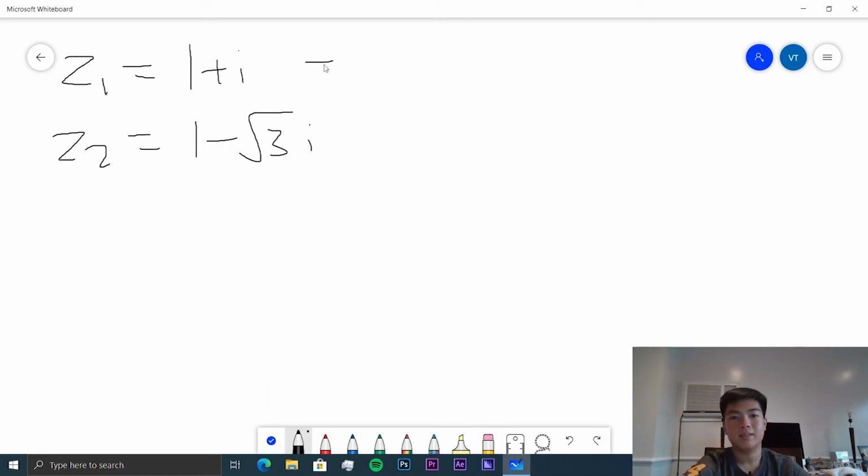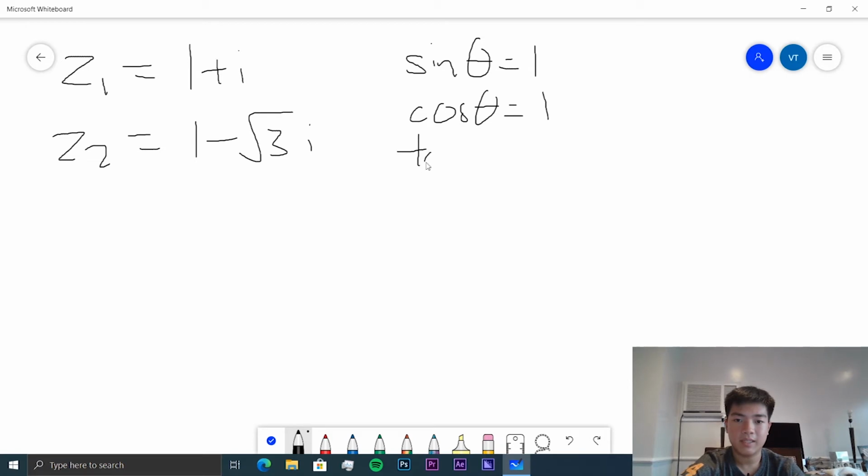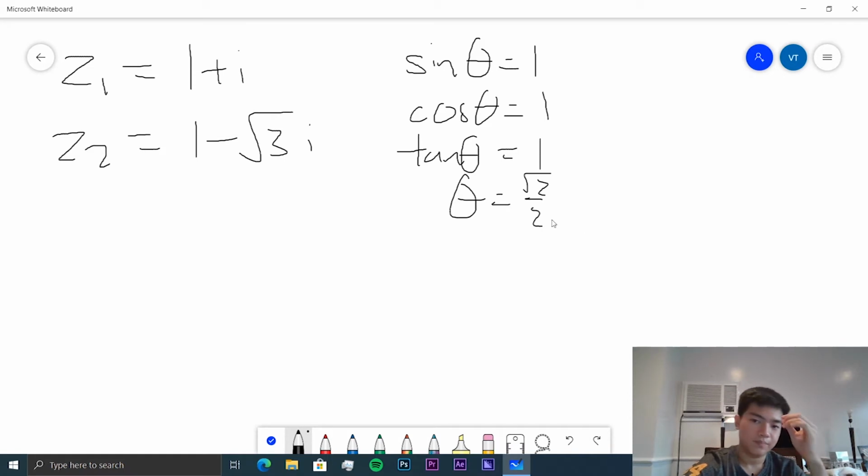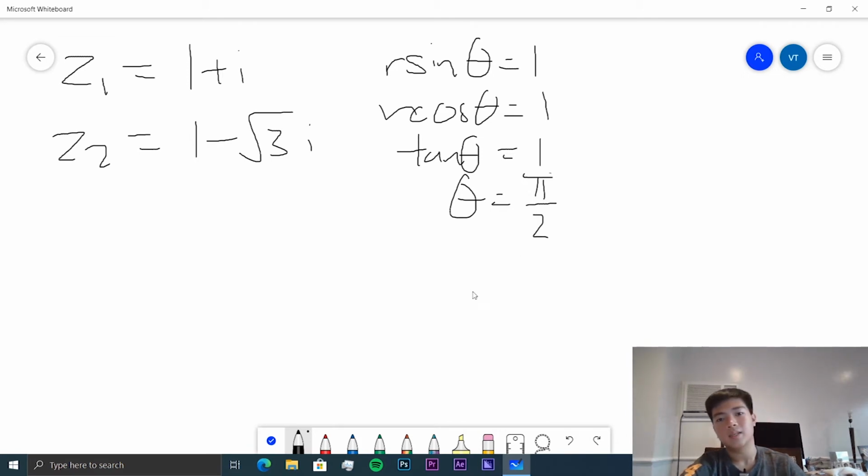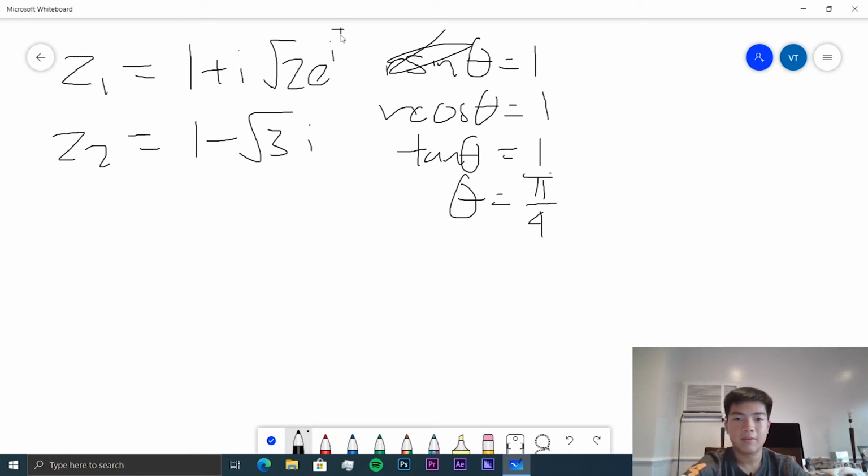So 1 plus i is equal to, so we have sine theta is equal to 1, cosine theta is equal to 1, so we have tangent theta is equal to 1. Sorry, I mean r. So tan theta is 1, theta is pi over 4, sorry. So we have r is equal to root 2. So z1 is equal to root 2 e to the i pi over 4.